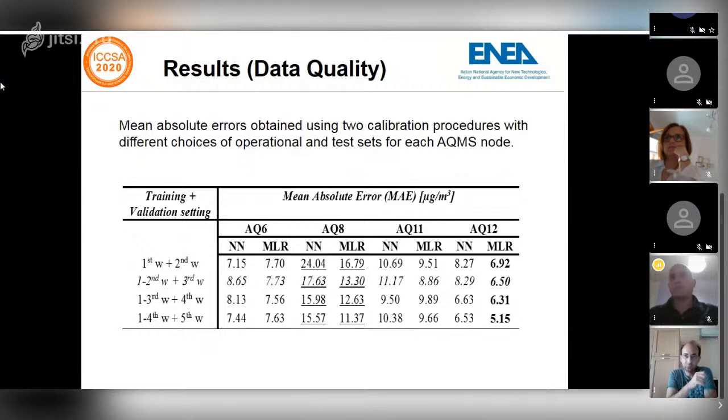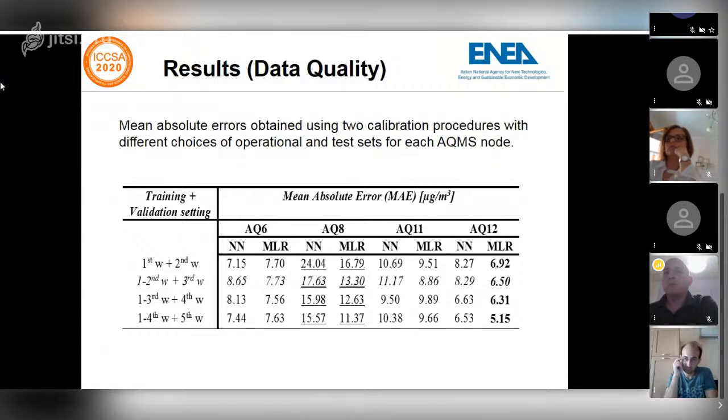And in this table, we can see 4 experiments. In particular, the first experiment, the first line of the table, has been performed taking into account the first week of data for training the set and the second week for the parameters optimization. Then we have enlarged the training set by adding data up to 1 month, and the next week for the validation.